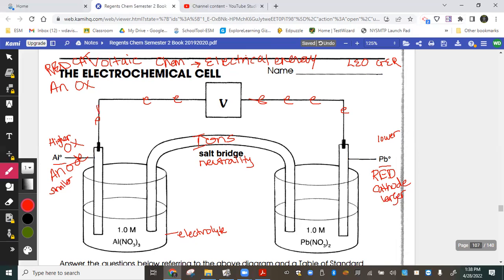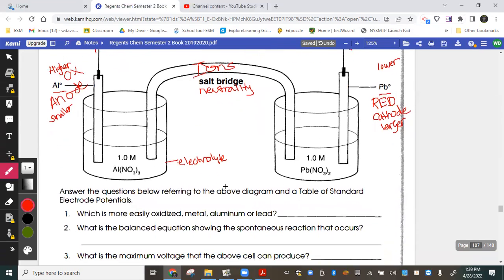So our direction of electron flow in this case is going to be from aluminum through the voltmeter. Voltmeter is not a battery, it's just a measuring device that measures the voltage across the wire. And so we're going to go in this direction, right? So our electron flow is from anode to cathode, and it's going to be from left to right in this case, or aluminum to lead.